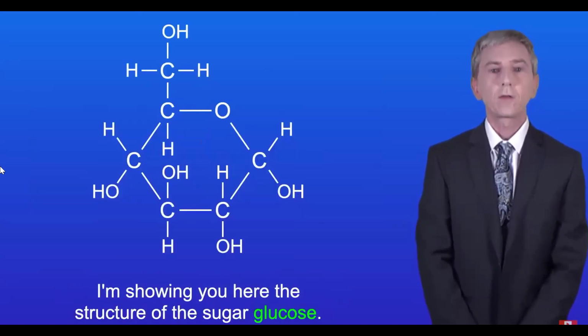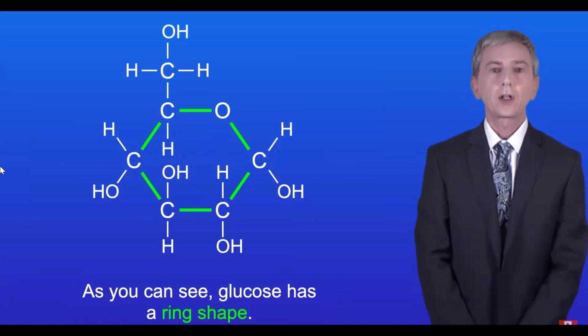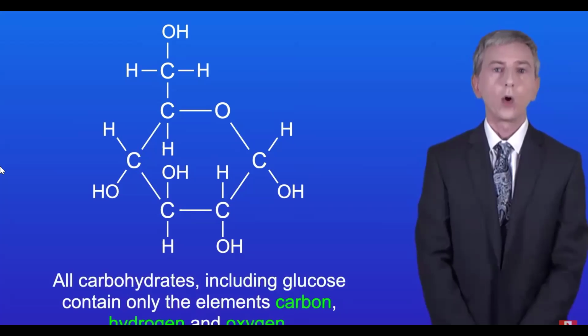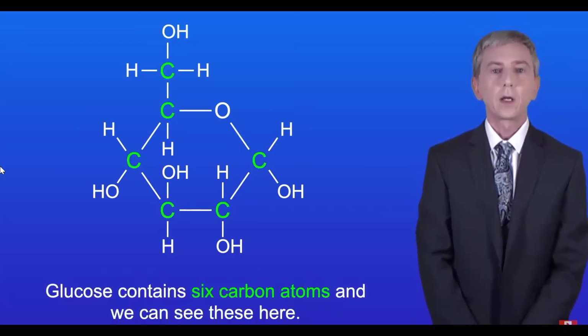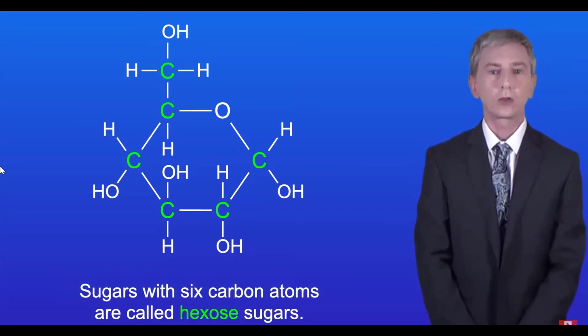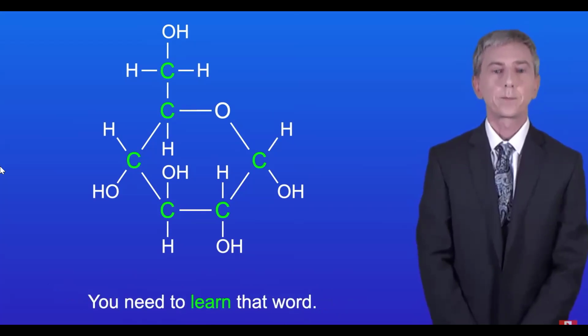I'm showing you here the structure of the sugar glucose. As you can see, glucose has a ring shape. The formula of glucose is C6H12O6. All carbohydrates, including glucose, contain only the elements carbon, hydrogen and oxygen. Glucose contains 6 carbon atoms, and we can see these here. Now, sugars with 6 carbon atoms are called hexose sugars, and you need to learn that word.